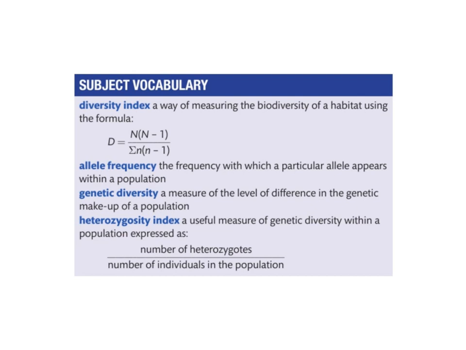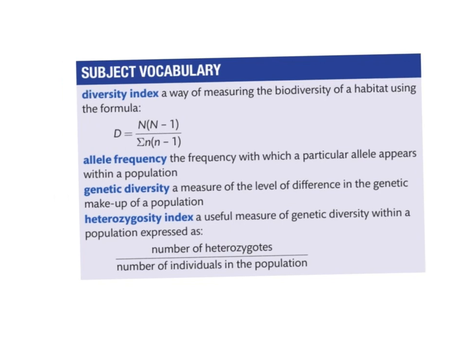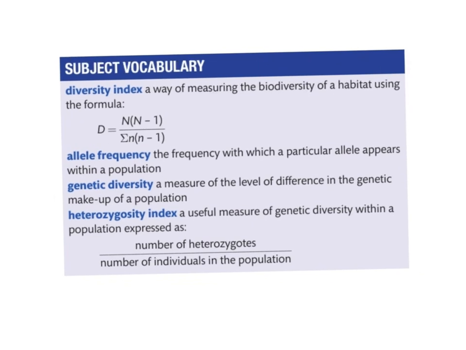We have learned some vocabulary during this lesson. First, diversity index, which means a way of measuring the biodiversity in a habitat using the formula capital N times (N minus 1) over the sum of small n times (n minus 1). Remember that the capital N refers to the total abundance, or the total individuals of all species in an area, while the small n is the number of individuals of each species in the area.